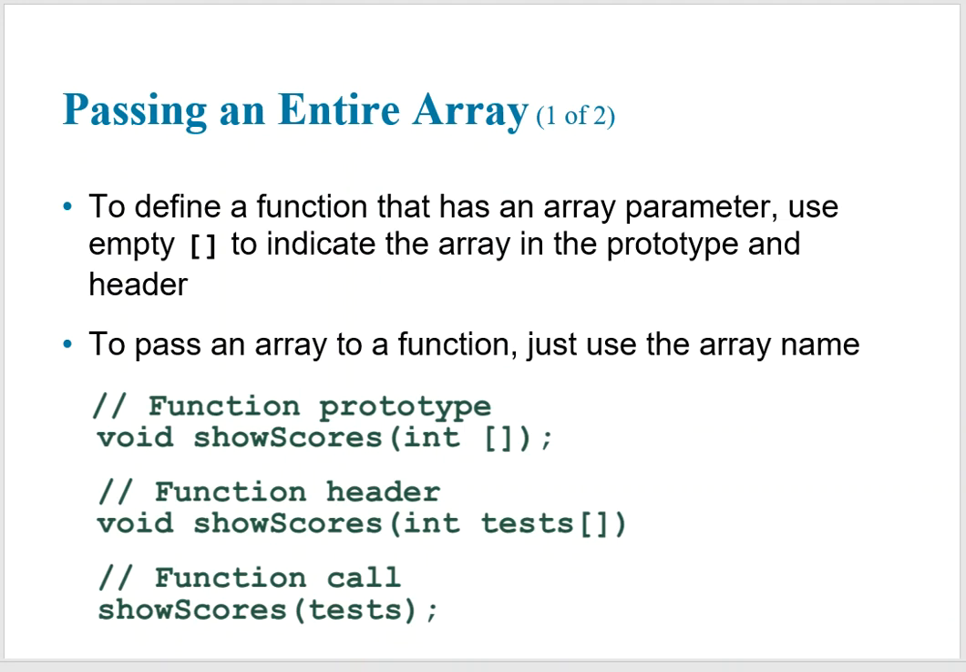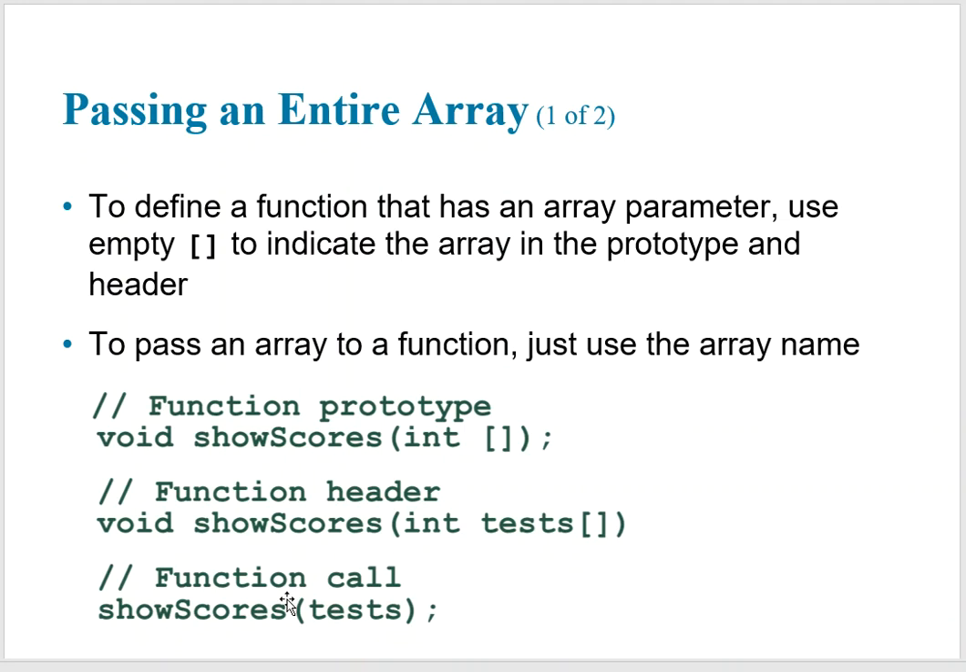So if you are browsing and you see some examples online on a site, and you see this one, this is an indication that you're passing an array, with the brackets as part of the prototype and header, right? To pass an array to a function, you just have to use the array name. On my screen, these are examples of a function prototype, a function header using that array, and what it looks like when it comes to the call.